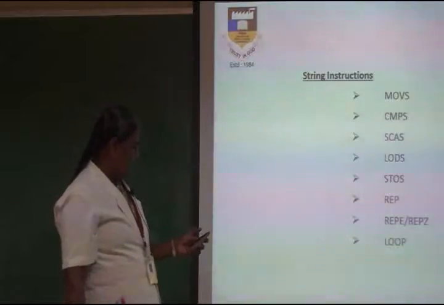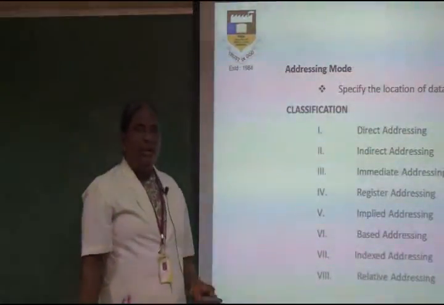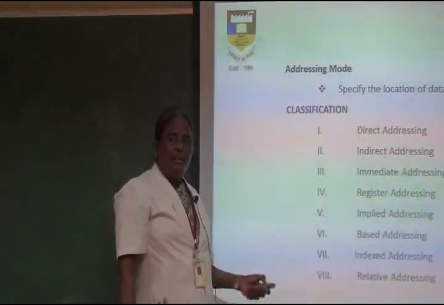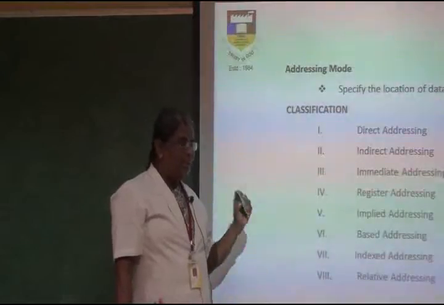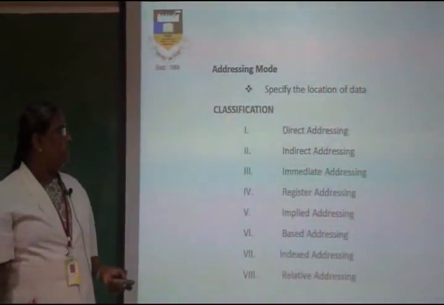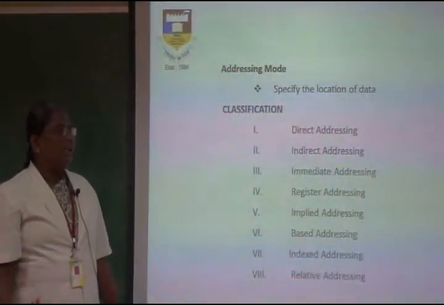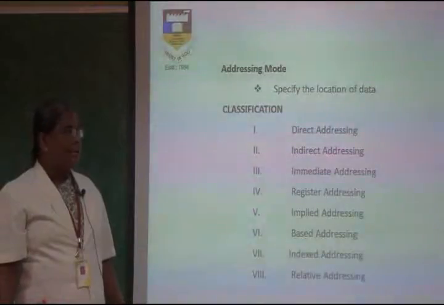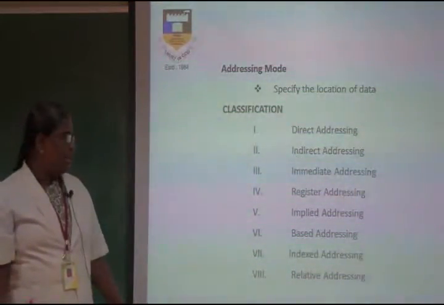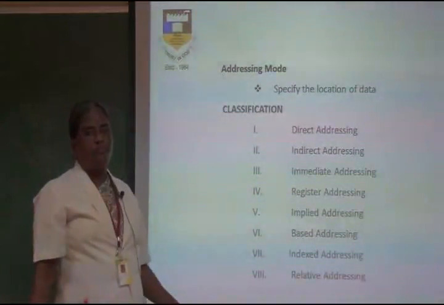So the string instruction set is over. Then we will go for addressing modes. Addressing mode means specifying the location of the data. The addressing modes are: direct addressing, indirect addressing, immediate addressing, register addressing, implied addressing, based addressing, indexed addressing, and relative addressing. We will see them one by one.